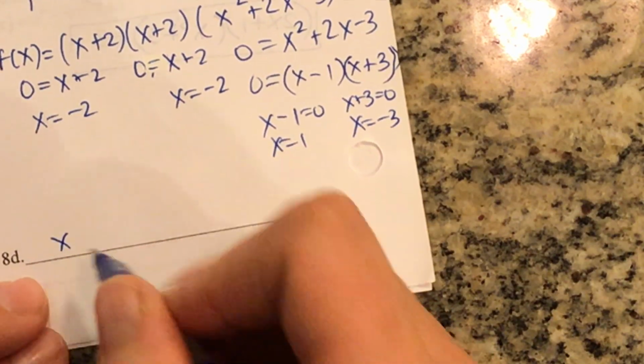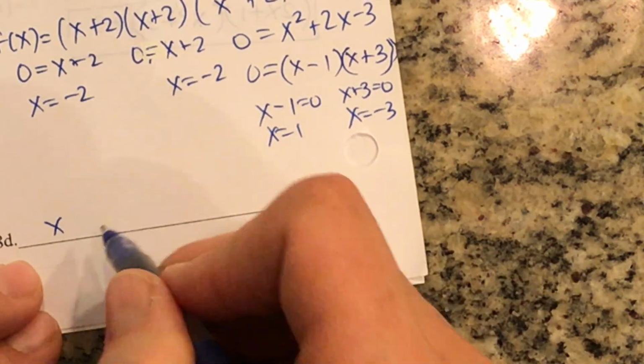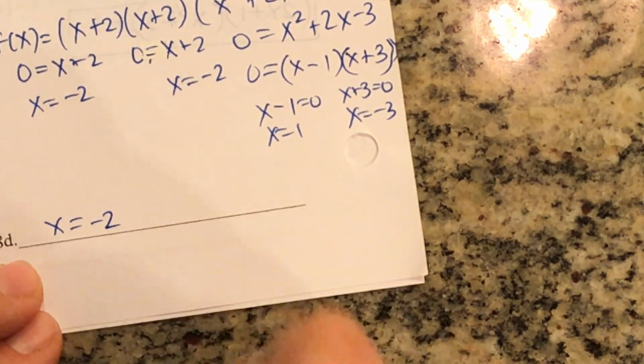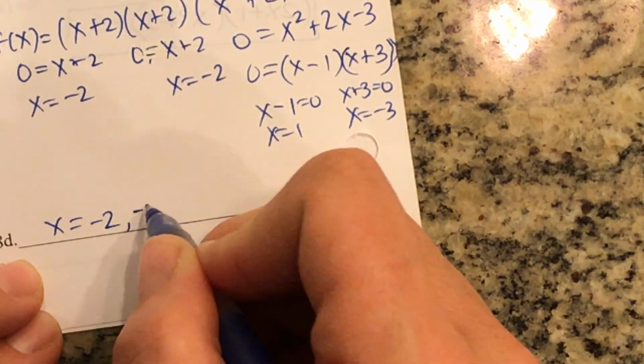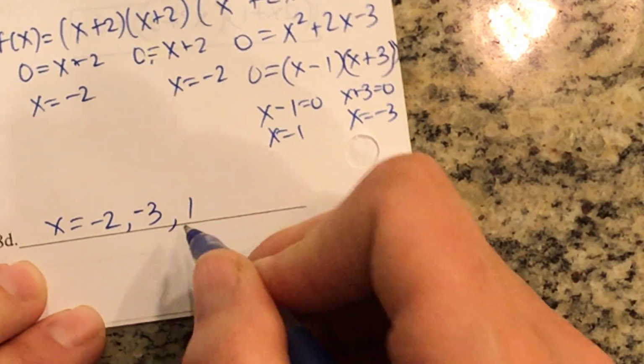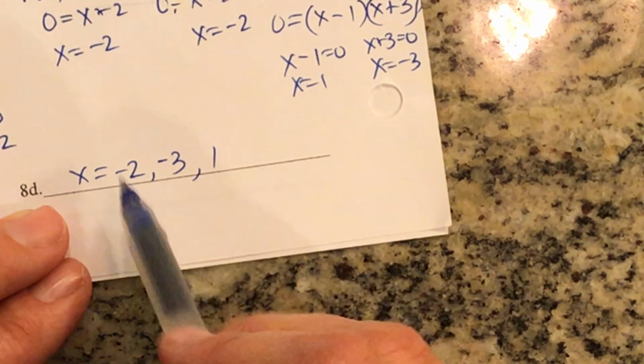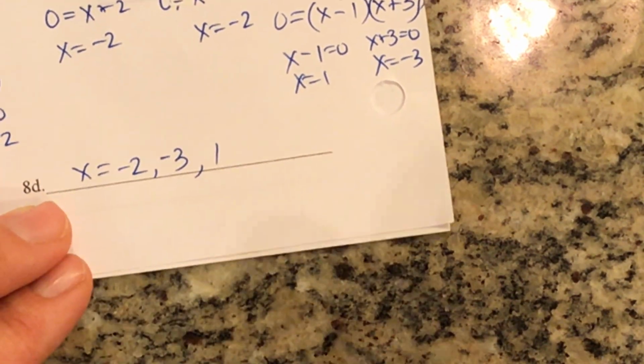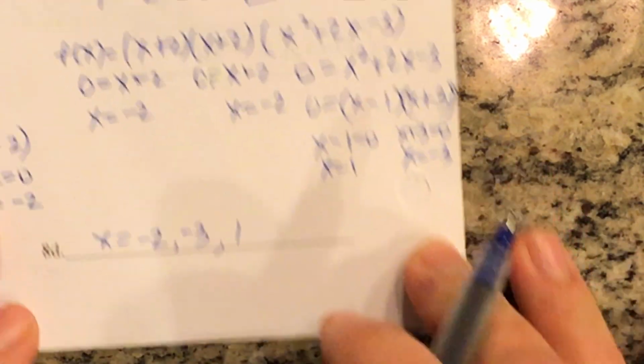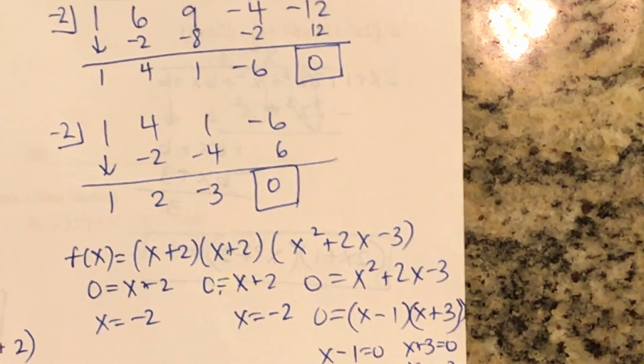So here are my answers. And great news, there's 4 of them. There's the double root at negative 2. That counts for 2. There's negative 3. And then there's positive 1. That only looks like 3 answers, but this is a double root at negative 2. That is the end of this page.